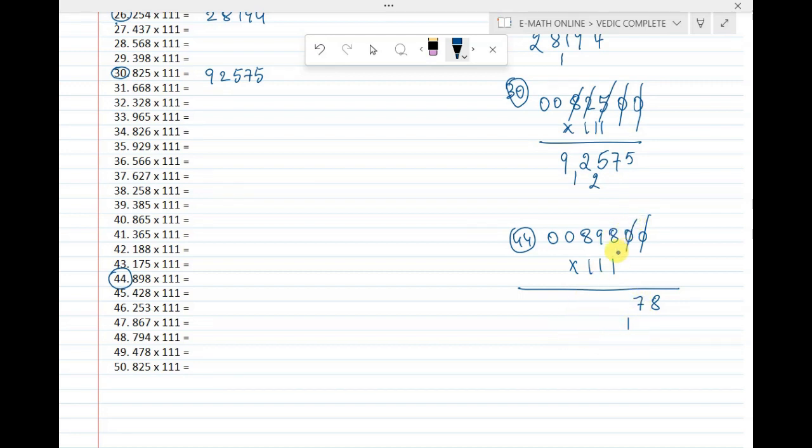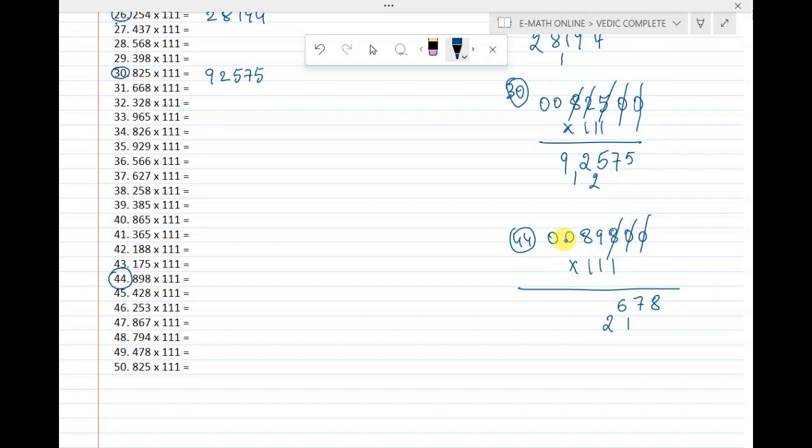So 7 here, 1 will be carry forwarded. Now cancel this 0. Again select the last 3 digits. Because 3 ones is there, so you have to select 3 digits. If 4 ones is there, then you have to select 4 digits each time. Okay, that is the procedure. That is the trick. It was very easy. Now, 8 plus 9 plus 8. 8 plus 8, 16. 16 plus 9, 25. And this one. 25 plus 1, 26. So, 6 here, 2 will be carry forwarded.